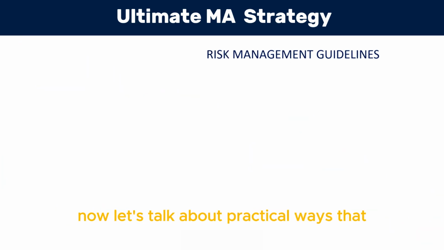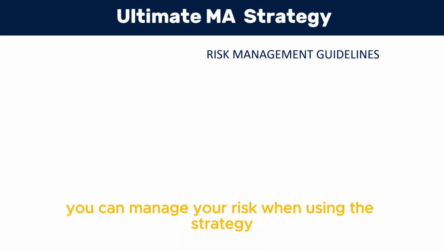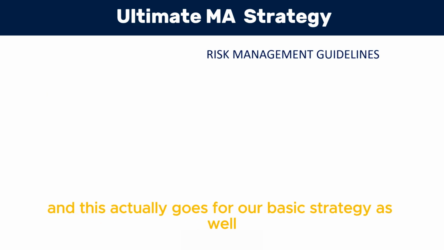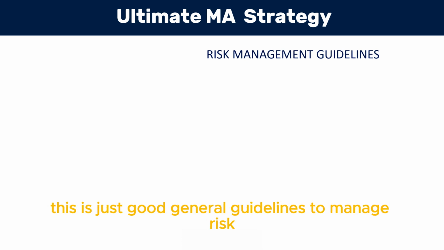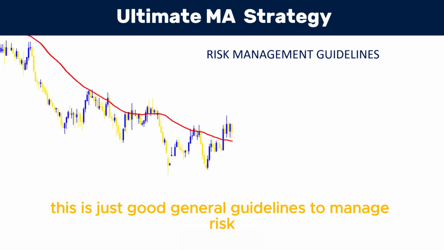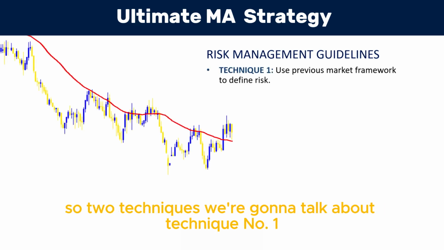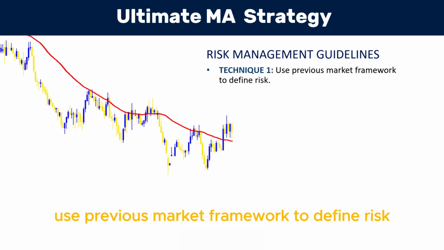Now you're just trying to ride it as best you can and see what you can milk out of that trend. Now let's talk about practical ways that you can manage your risk when using this strategy. And this actually goes for our basic strategy as well, whether you use a moving average line or not. This is just good general guidelines to manage risk. So 2 techniques we're going to talk about. Technique number 1, use previous market framework to define risk.